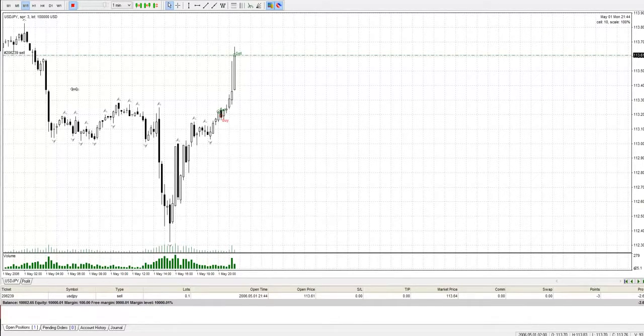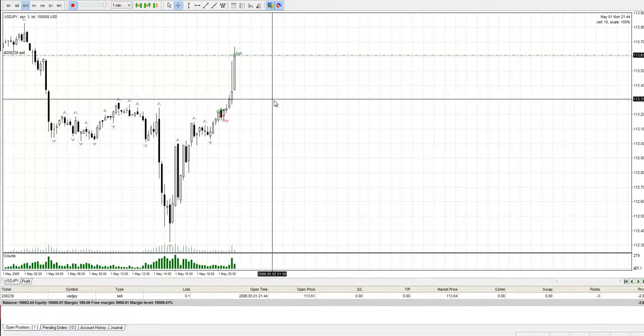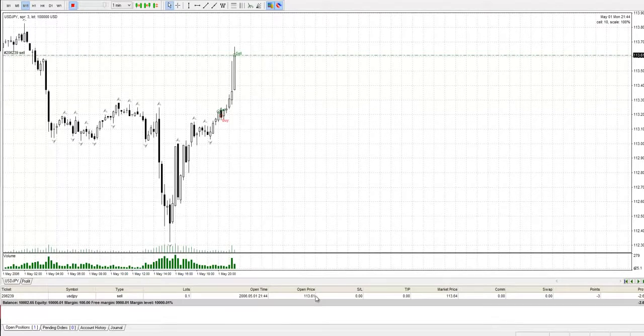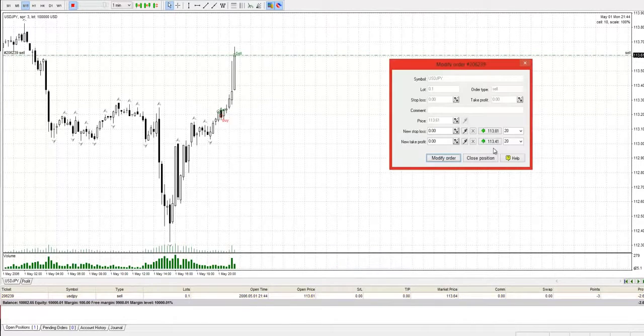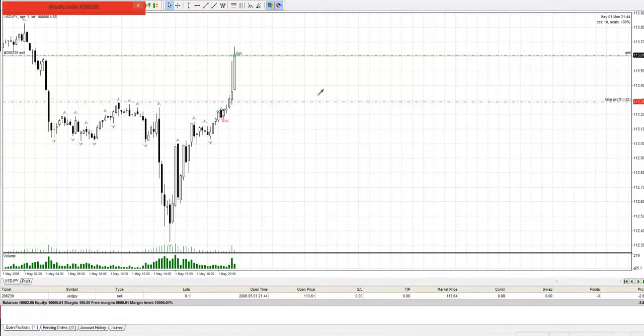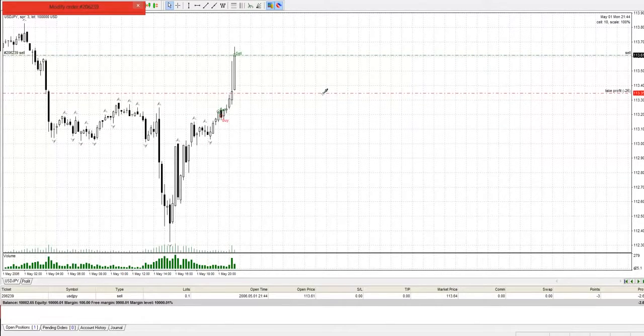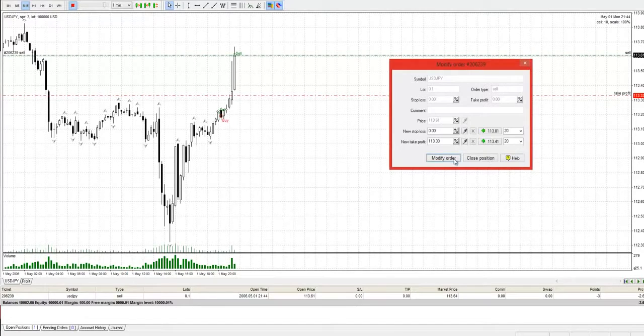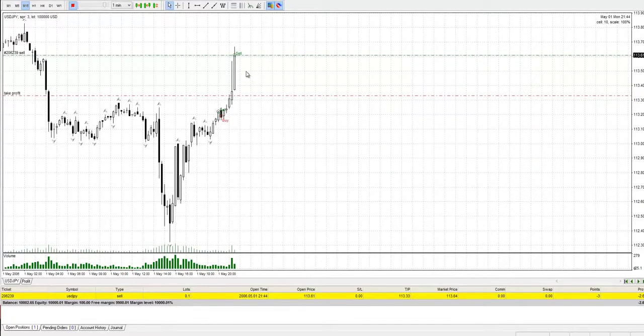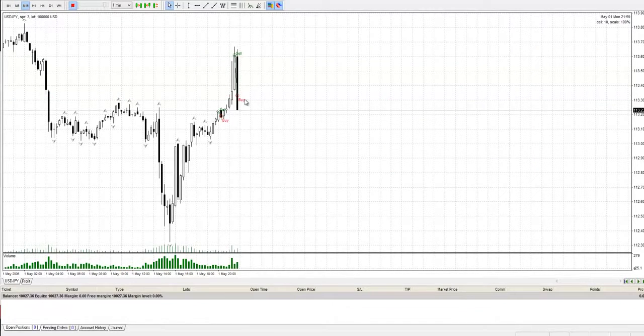Okay, now for the trade, the take profit will be placed at the opposite fractal. So I'll be placing it right over here and add a bit to account for spread and stuff. Okay, so that took profit as well.